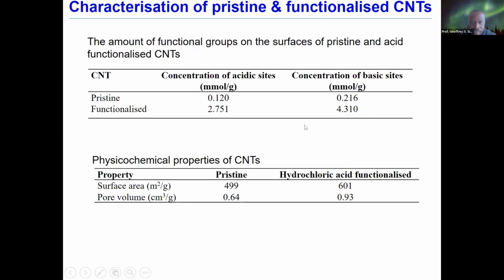But what we saw is, as for the functionalized carbon nanomaterials, they had more basic sites than acidic sites. So what that means is they could actually act as coagulants for the negatively charged materials in the brewery wastewater. And the other thing we observed is that after functionalizing them, even their surface area became larger than the non-functionalized materials, which was quite good for this particular process.